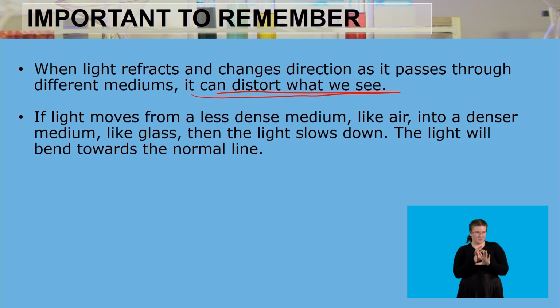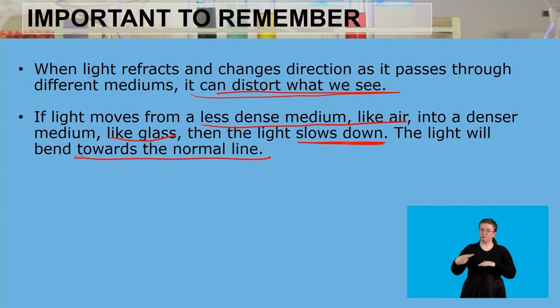We also said that if light is moving from a more dense to a less dense medium, it is going to speed up and bend. And when light moves from a less dense medium like air into a denser medium like glass or even water, then the light is going to slow down and bend towards the normal. If it is moving from a more dense medium to a less dense medium, it bends away from the normal and it speeds up. In this case, moving from a less dense medium to a more dense medium, it is going to bend towards the normal and slow down.